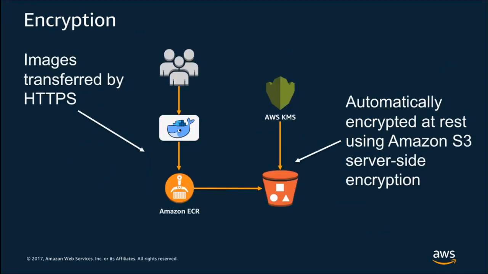So let's take a look at encryption. You can transfer your container images to and from the EC2 Container Registry service via HTTPS. Your images are also encrypted at rest using Amazon S3 server-side encryption.